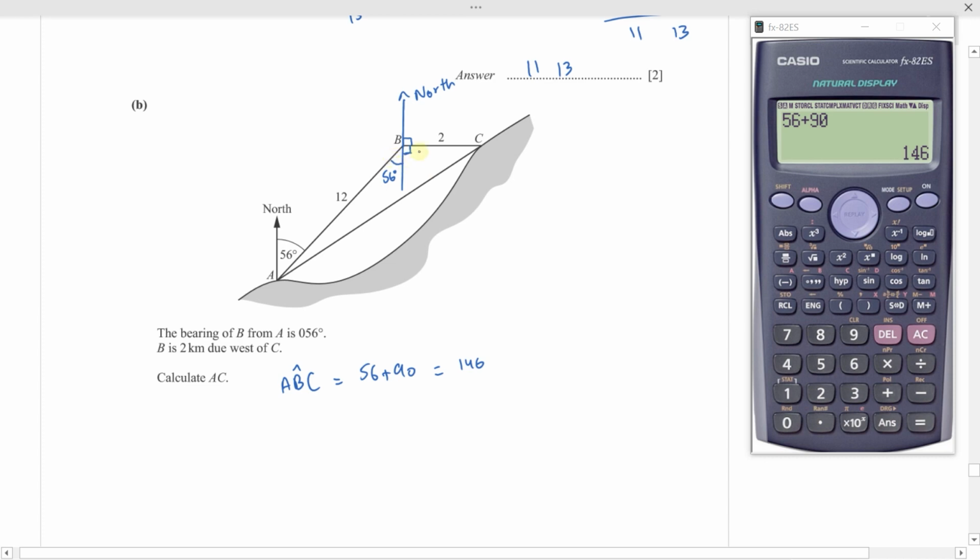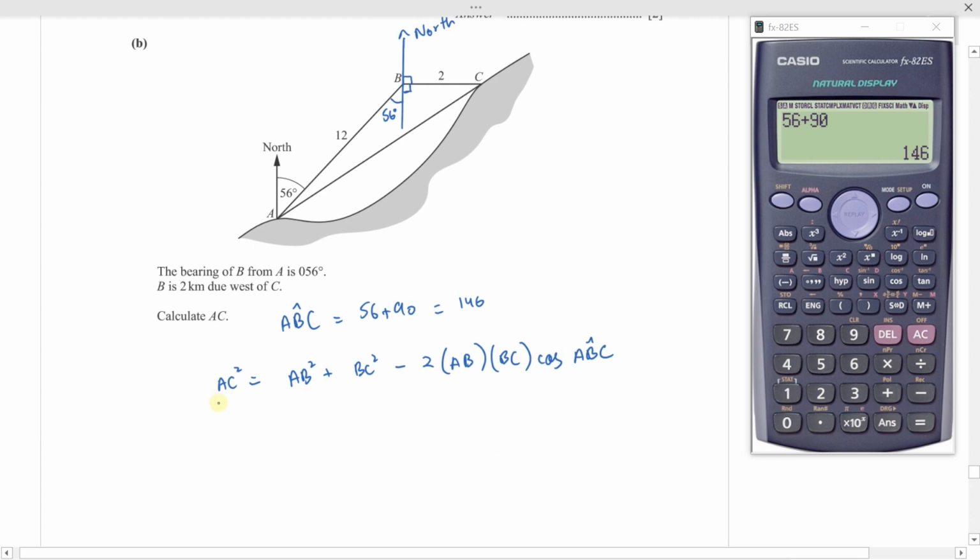Now, I know this angle is 146. I can use the cosine method. So the cosine method will give me the length opposite this angle: AC square equals the sum of the squares of the other two lengths, so AB square plus BC square, minus 2 times AB times BC times cos of this angle ABC. So you will use the cosine rule to get this equation.